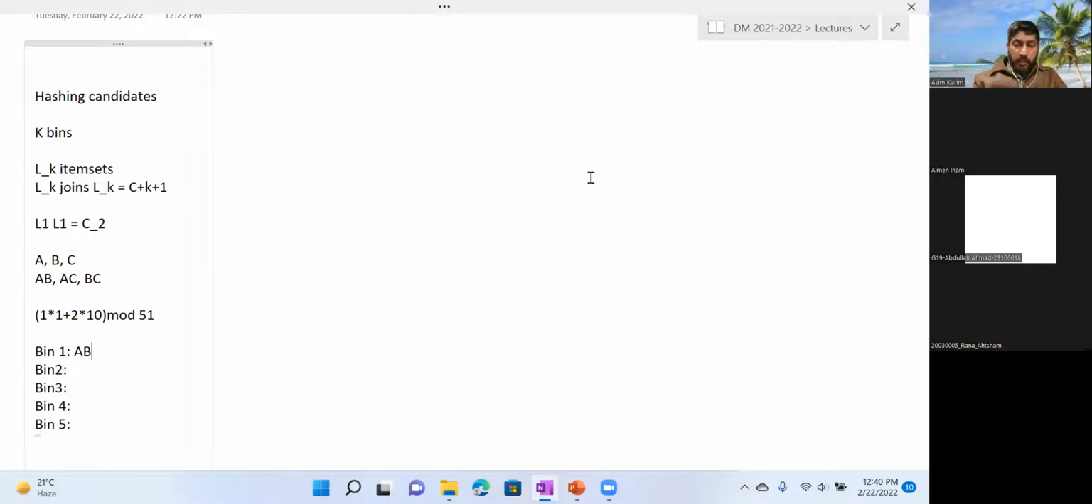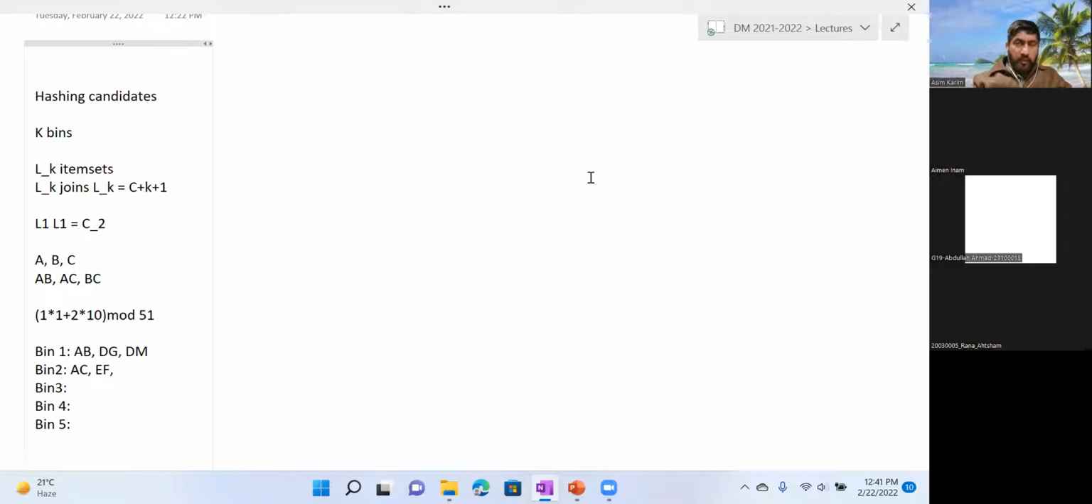But let me arbitrarily add other item sets. So let's say here DG also came, here let's say DM also came, and in the second bin, for example, AC came, here EF came, and so on. So you will get multiple items for each bin. Multiple item sets.